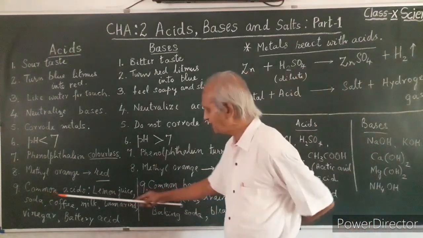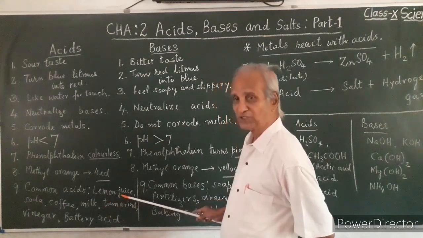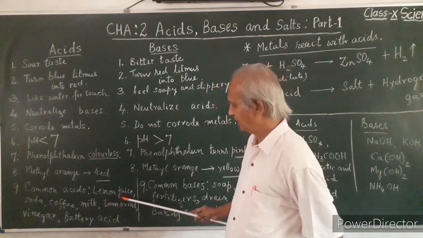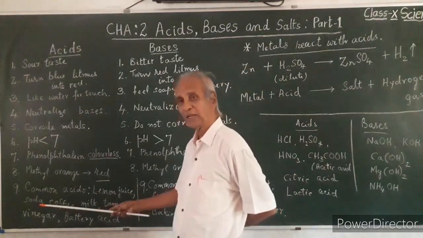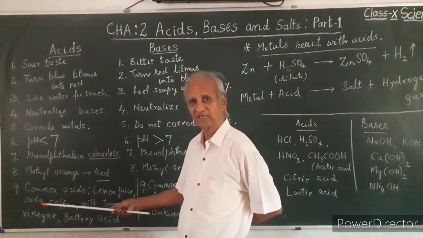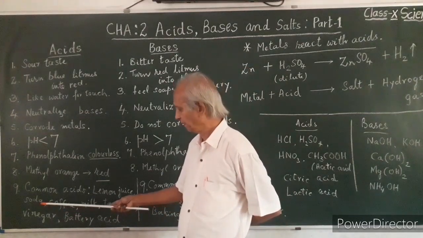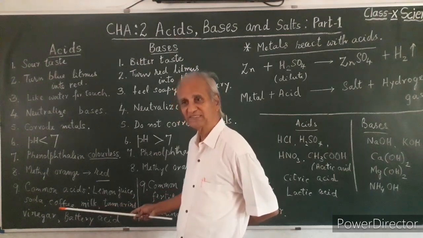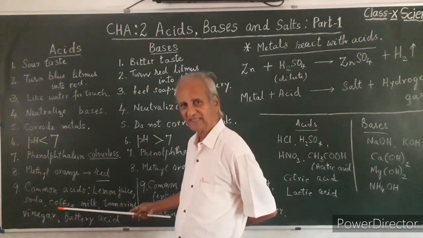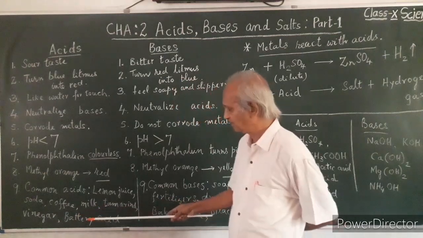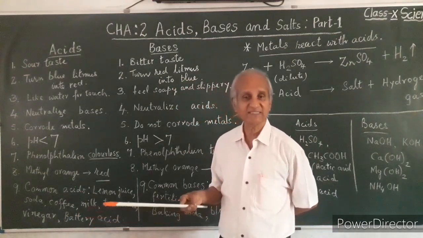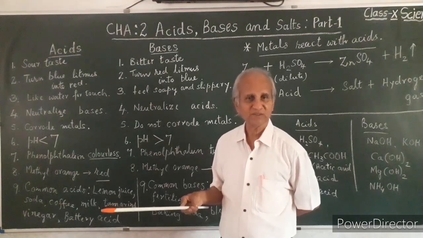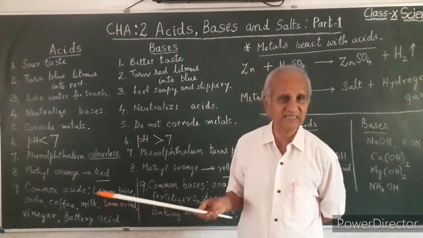Now some common acids we'll see. Lemon juice, I call it citric acid. Lemon, orange juice, these are citric acid. Soda, carbon dioxide has got dissolved in water. Coffee, caffeine is there. Caffeine, it's an acid. Tea, coffee, tea, theine. Tannic acid is there. So they render coffee and tea to be acidic.